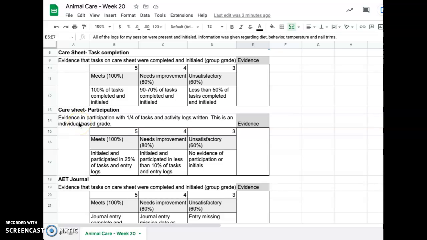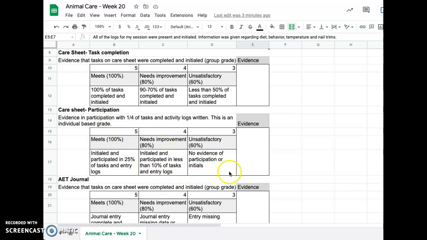Care participation. This is the evidence that everybody is participating, with a quarter of tasks and activity logs written. This is an individual-based grade. So we need to make sure that you are all sharing the weight of caring for your animal. A 5 is 100% initialed and participated in 25% of the tasks and entry logs. Needs improvement is initialed and participated in less than 10% of the tasks and entry logs. Unsatisfactory is no evidence of participation.